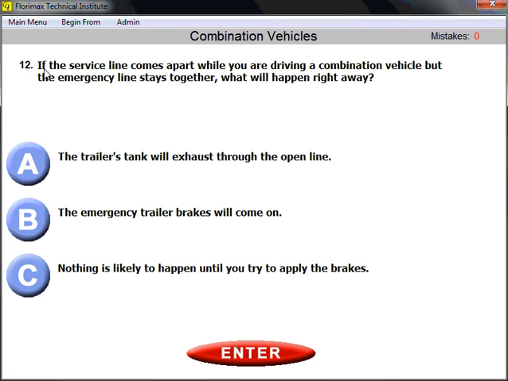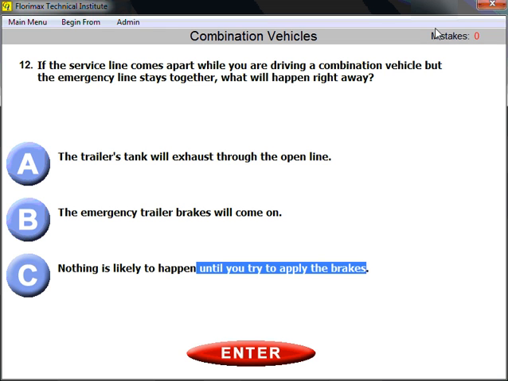Question number 12. If the service line comes apart. Again, the same question. Don't be surprised. Sometimes you'll encounter that kind of repetition of questions. You might be given different choices, but still the right answer is only one. If the service line comes apart and the emergency line stays together, what's going to happen? Nothing is likely to happen until you try to apply the brakes. Service line is always empty until you apply the brakes.